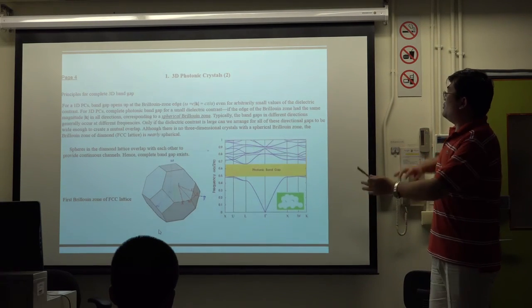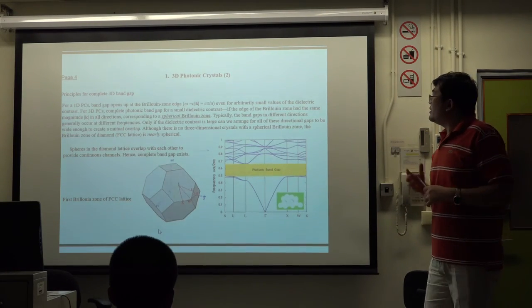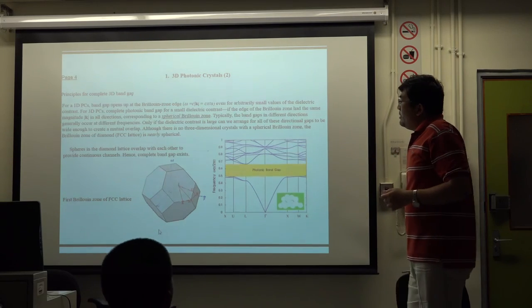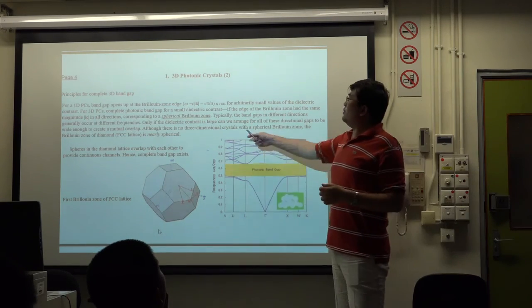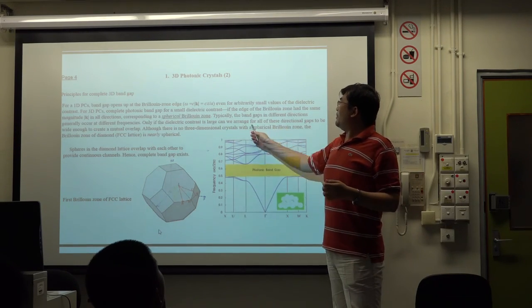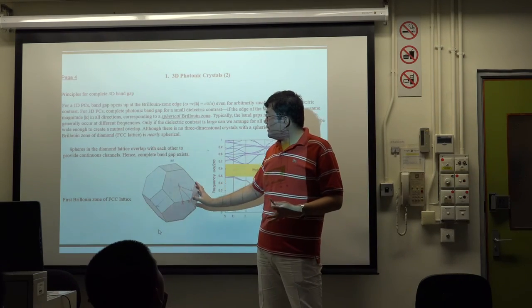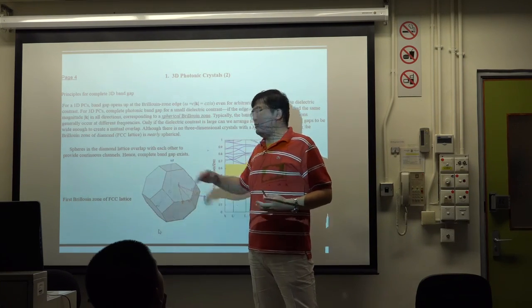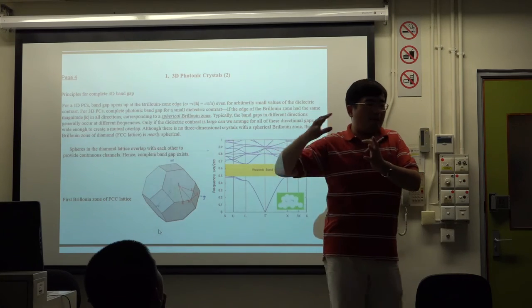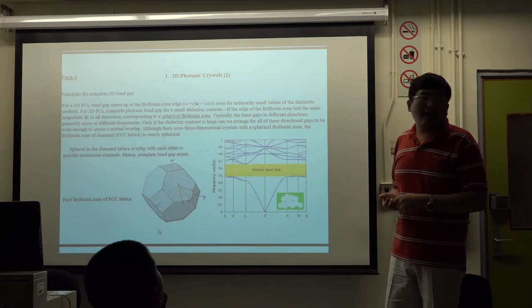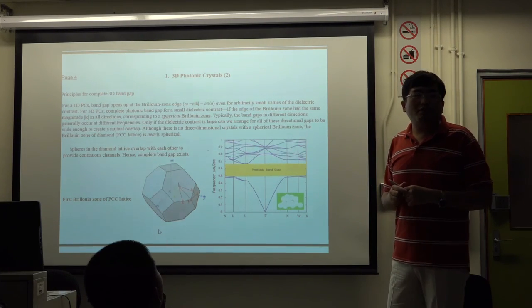Okay, because it is similar to a sphere. This is the reason. But typically there's no 3D crystal with a perfect sphere. But this FCC or diamond is nearly a sphere, so it opens up a band gap. Everyone should understand what the difficulty for the band gap is.